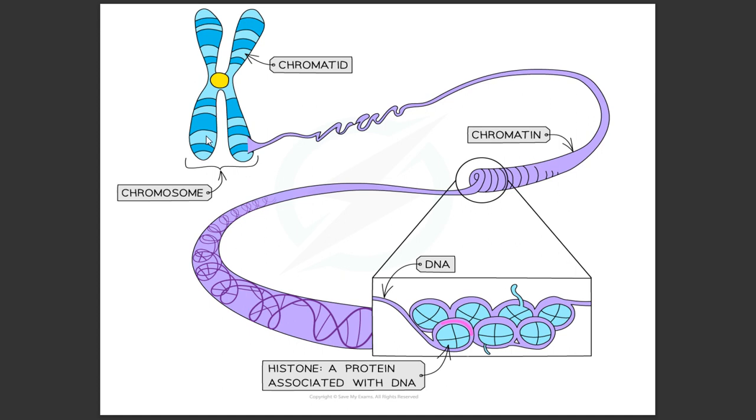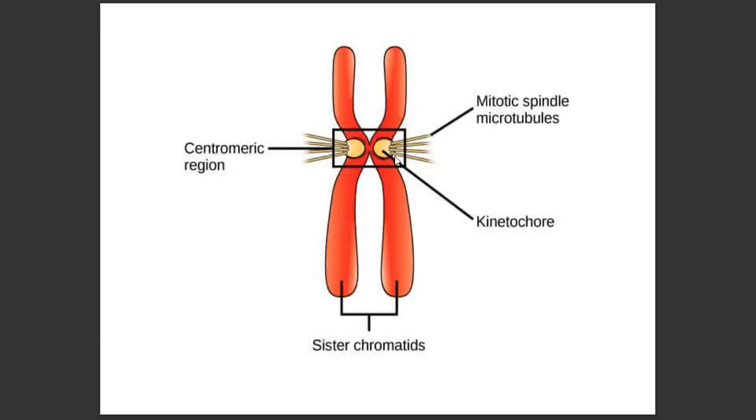So let's take a look at this structure. As we said earlier, chromosomes only become visible when there is a need for cell division. When there is a need for cell division, the spindle fibers from each pole of the cell grow and attach to the kinetochore at the centromere. So this is what joins the two sister chromatids together, and the point of the joining is called the centromere.